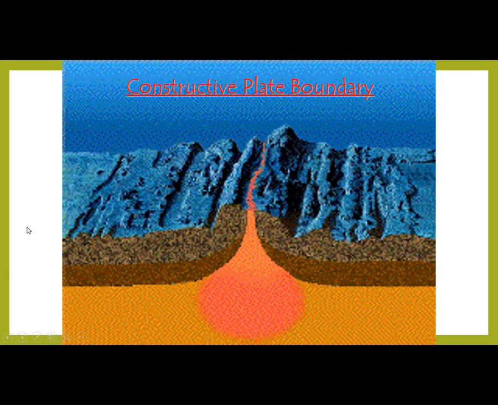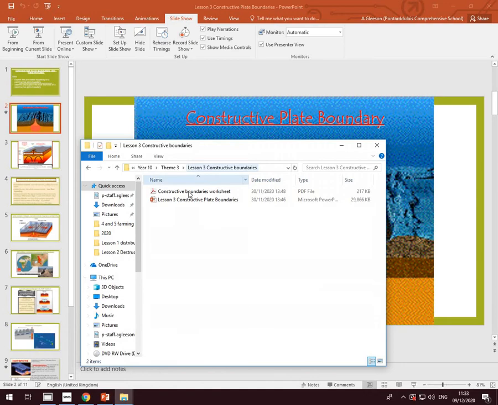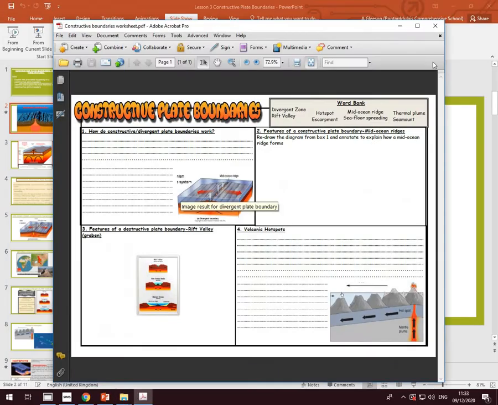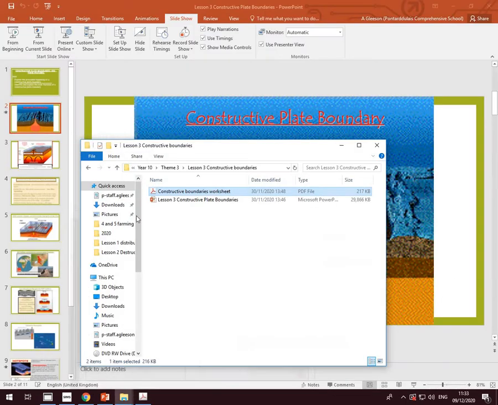Okay, so again, similar to last lesson, in the lesson folder for this, you have got a sheet like this. If you're able to print this off A3, great at home. Otherwise, we can just work in subheadings again. So the first thing we're going to do is write an explanation of how a constructive boundary actually works. Sometimes it's called divergent. To diverge means to move away. So sometimes it's called divergent instead of constructive. Just be aware of that. So put that first subheading.